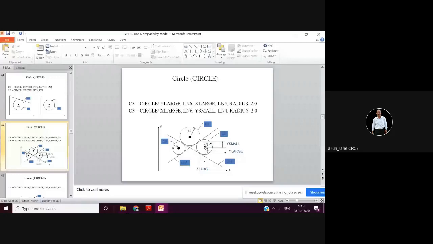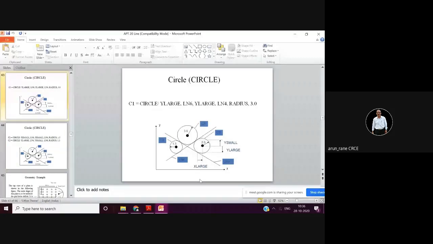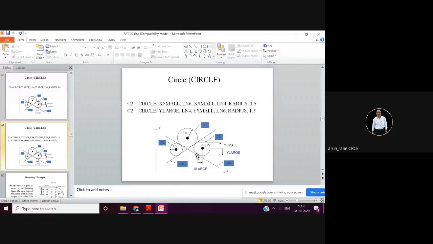Again, there are chances that you may make mistakes. So it is always advisable that you define a point, define a circle, circle center, and give the radius. That is the safest way. This is the safest way of defining the circle.